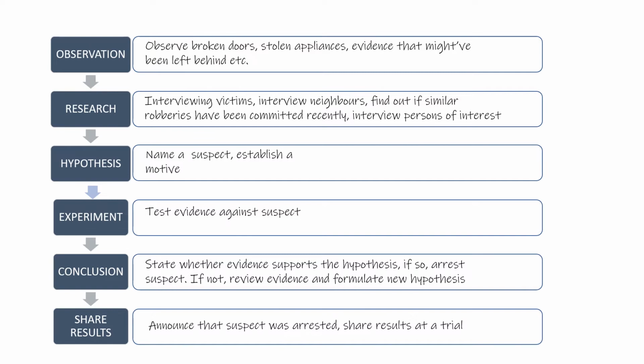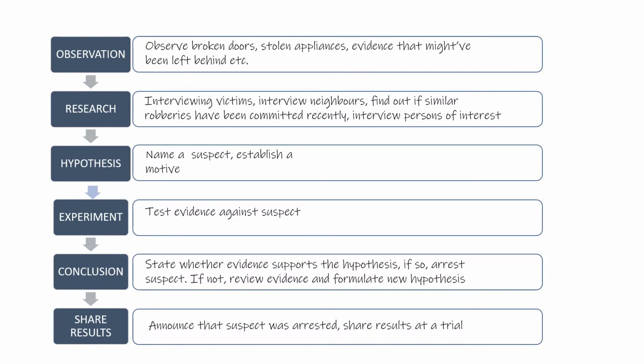Next, we'll interview neighbors, and the information that we might gather is whether they witnessed any suspicious vehicle, and maybe they even witnessed where the suspicious person ran to, which might lead to us gathering more evidence. Another way in which we can do research is finding out if similar robberies have been committed recently and who the perpetrators of those robberies were, and then we can interview those people as persons of interest.